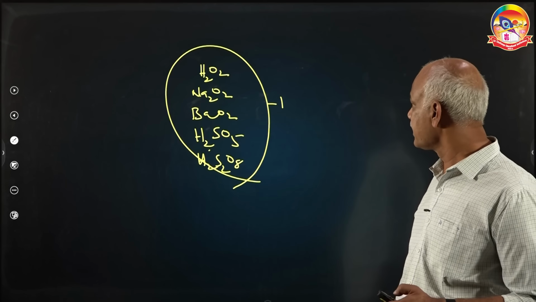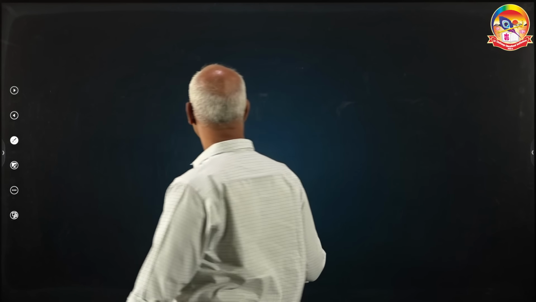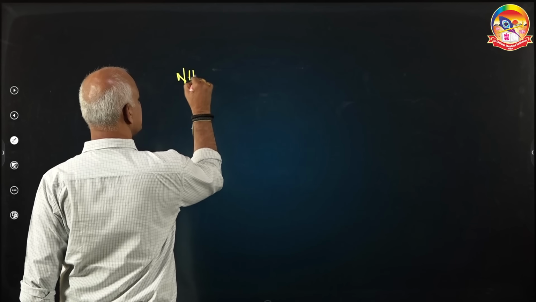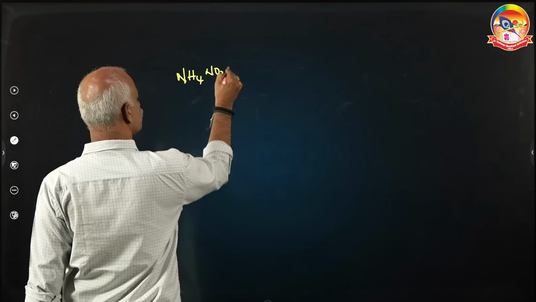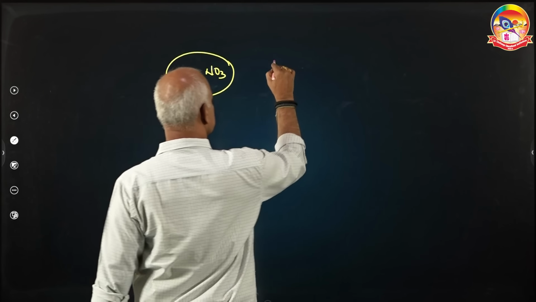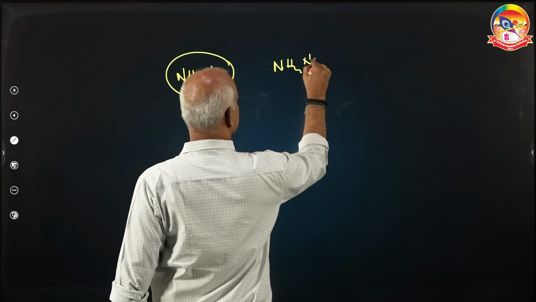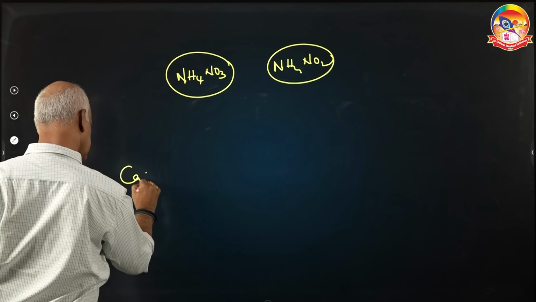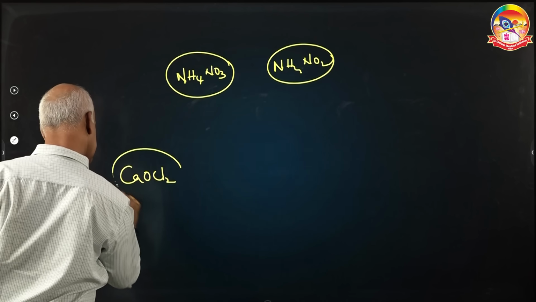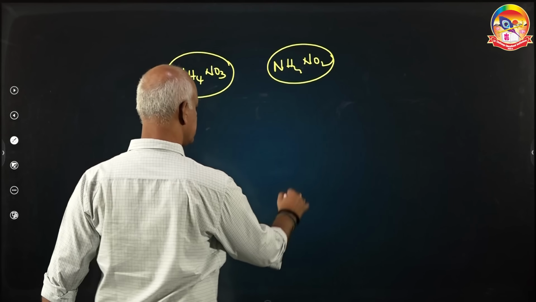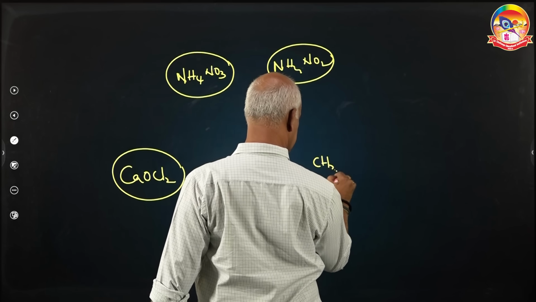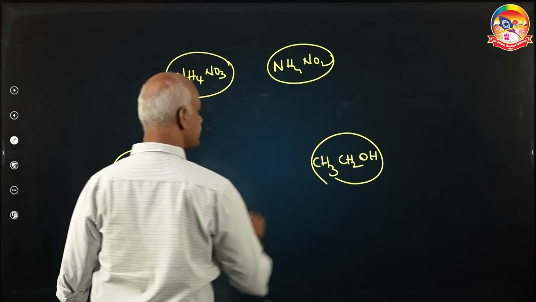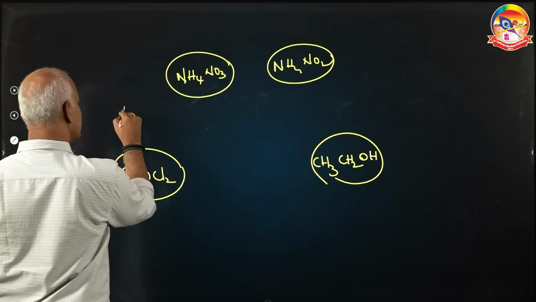Next, you are going with some very important aspects, like certain compounds whose structures are not to be known: NH4NO3, NH4NO2, CaOCl2, CH3CH2OH. I am going into each one of them in detail.